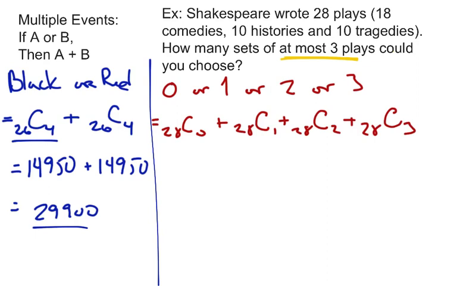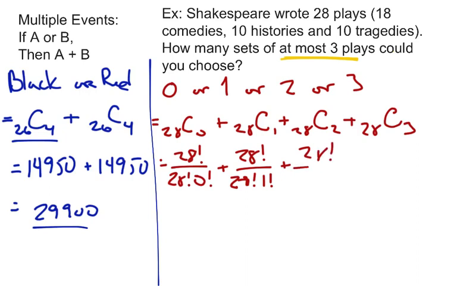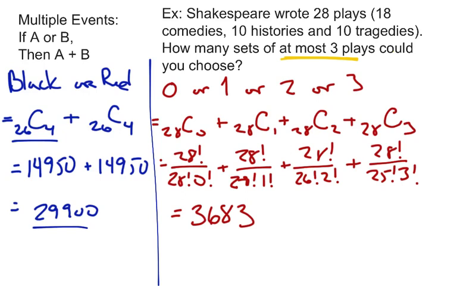Once again, I'm not going to go through all the multiplication here, but this is going to be 28 factorial over 28 factorial 0 factorial plus 28 factorial over, now that's 0 factorial, which would be 1, and over here we'll get 27 factorial 1 factorial, then 26 factorial and 2 factorial, and finally 25 factorial and 3 factorial. I'll let you calculate that all out, and you should get 3,683 different ways.